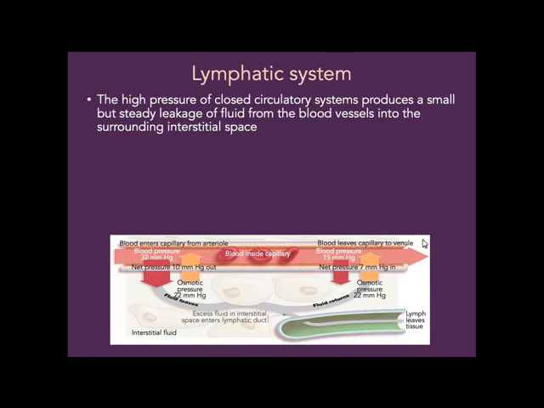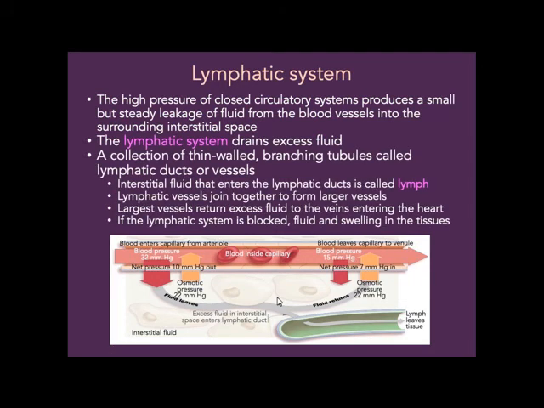We haven't really talked about the lymphatic system, but I'm just going to bring it up briefly so you know what it is. So our circulatory system is under extremely high pressure, and it's a closed system, right? So just all of the blood being squished through our circulatory system is always going to produce leakage. So there's a small, steady leakage of fluid from the blood vessels into the space around the blood vessels, and that is collected by the lymphatic system.